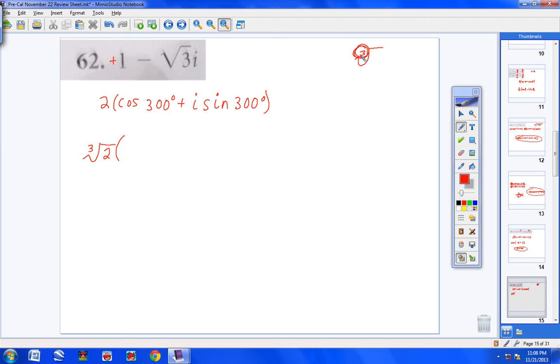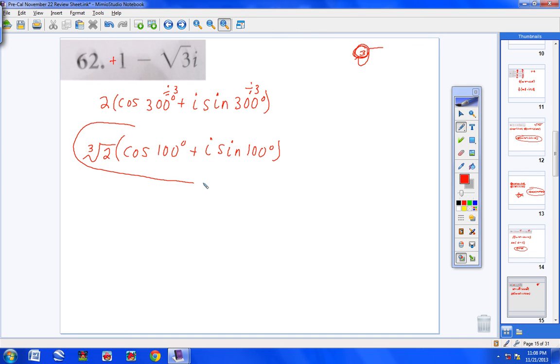Now next, whatever this number is right here, cubed root, fourth root, fifth root, sixth root, you take the angles and you divide by that number. So we're going to take 300 and divide by 3. If it would have been a fourth root, then we would divide by 4. If it was a fifth root, we would divide by 5. So I take 300, I divide it by 3, and I get 100 degrees plus i sine of 100 degrees. So there, you found the first cubed root.